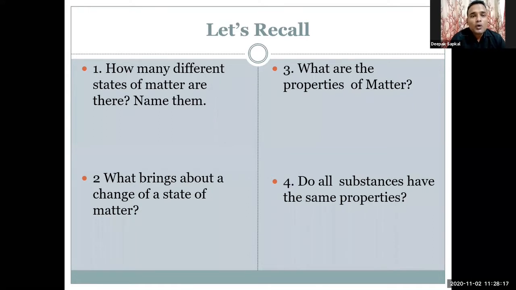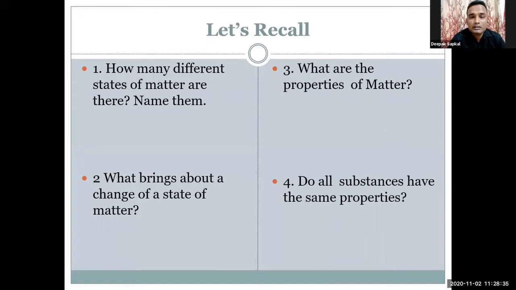Next question is: do all substances have the same property? Is it right that all substances have the same property? Definitely not, because each and every substance is made from different substances.